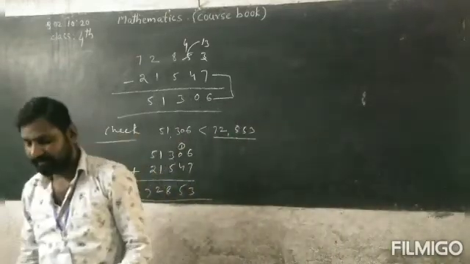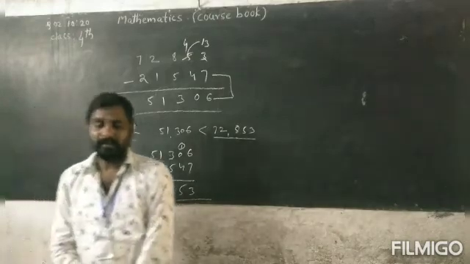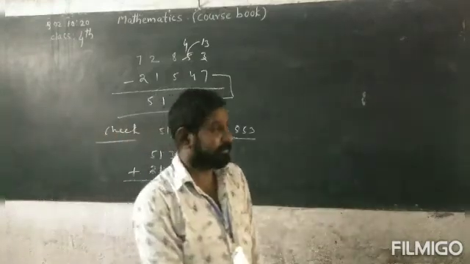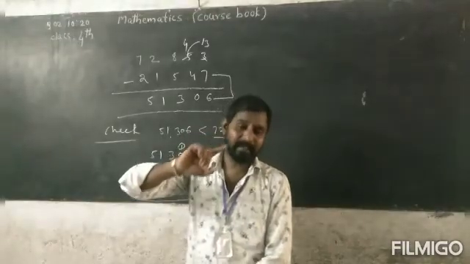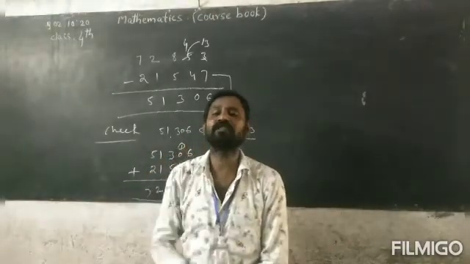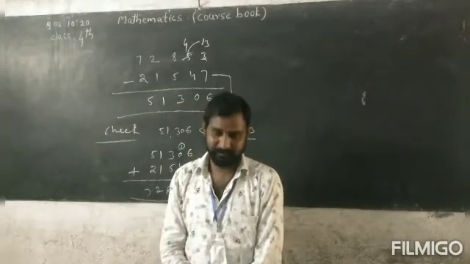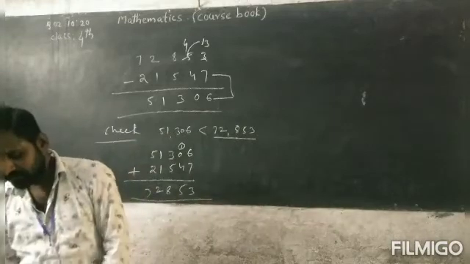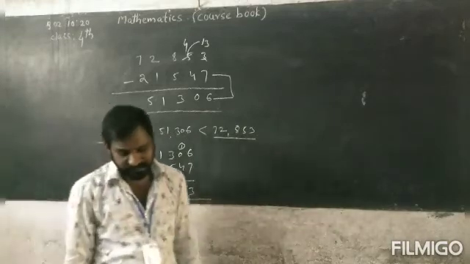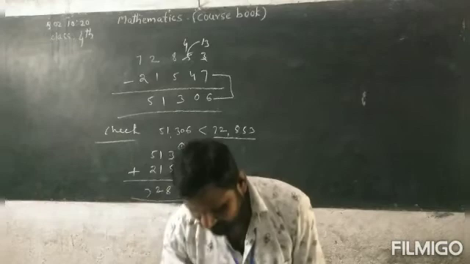Lastly, what is the conclusion? One subtraction fact can give two addition facts. That is the conclusion. So now, let's discuss addition and subtraction from your activity book.